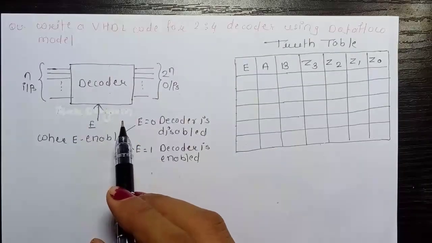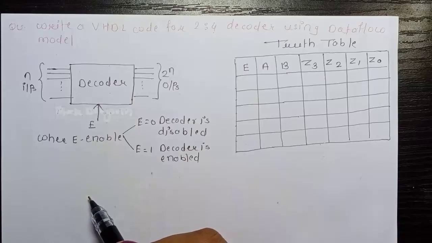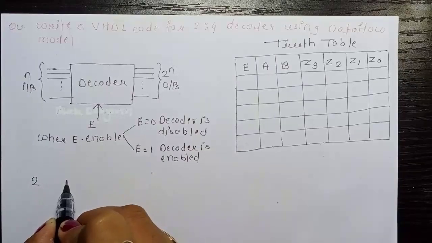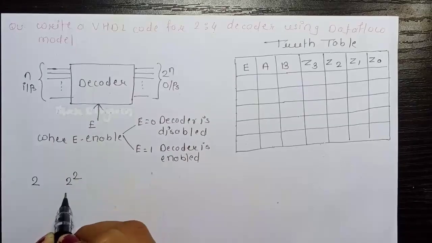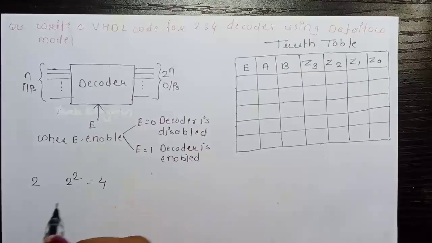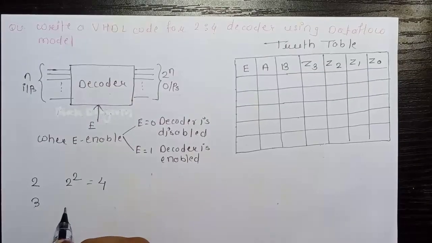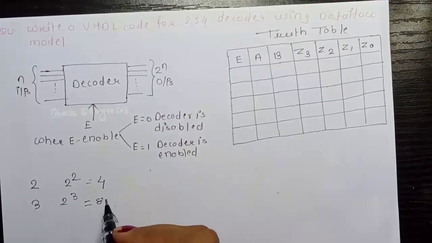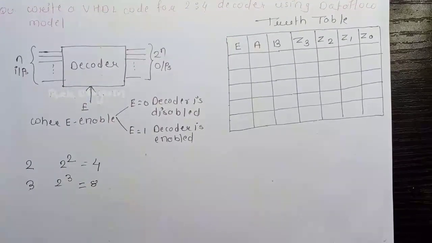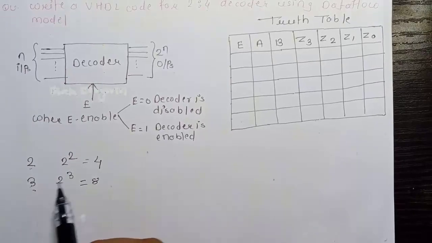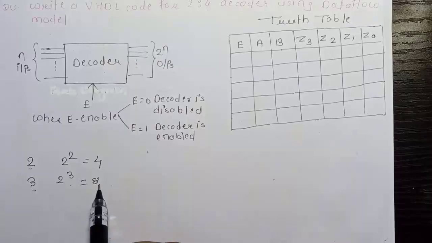What happens in binary number system? If we have given 2 inputs to a circuit, then number of combinations will be 2 raised to the power 2, that is 4. Likewise, if there are 3 inputs, then possible combinations will be 2 raised to the power 3, that is 8. Okay, so decoder is a circuit which takes n number as an input and generates 2 raised to the power n as an output.